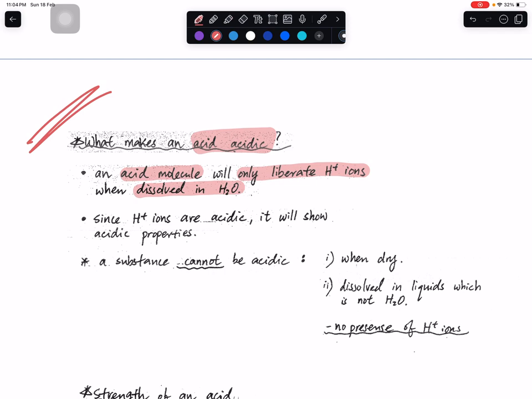Let's break this down. What do I mean by liberate H+? For example, things like HCl will break down to give you H+ and Cl-. This is exactly what we mean by liberate H+. This only occurs when it is dissolved in water. Meaning that if HCl is not dissolved in water, this will not occur and we will have no H+ ions.